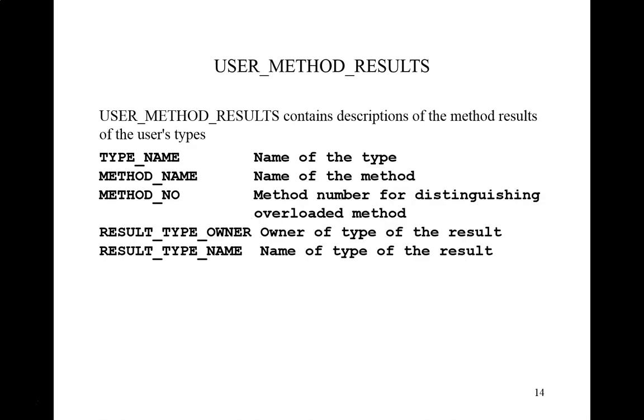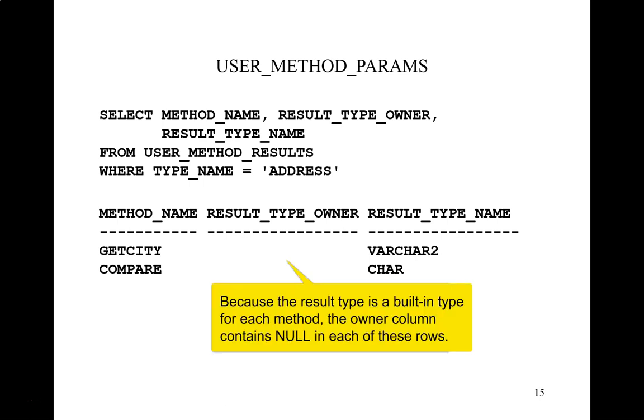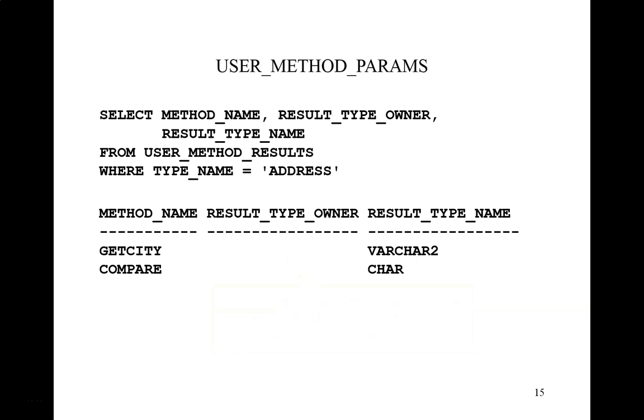User method results contains descriptions of the method results of the user types. What kind of thing is being returned? The information here is similar to what we've seen in the other table. Quick little query against user method results, and we see that getCity returns a varchar2. Compare returns a char. Both are primitive or built-in data types, so notice that the result type name column appears to be void. There's actually a null value in there for each of these rows.